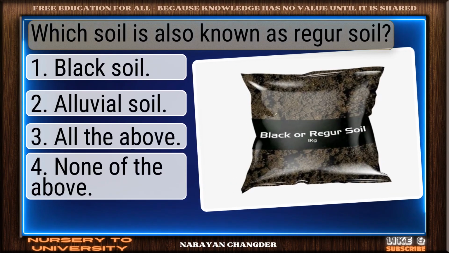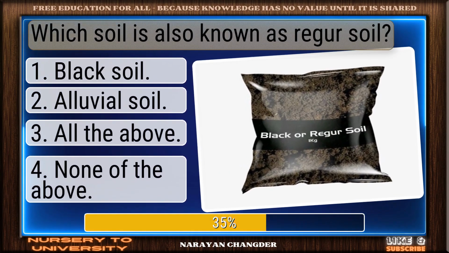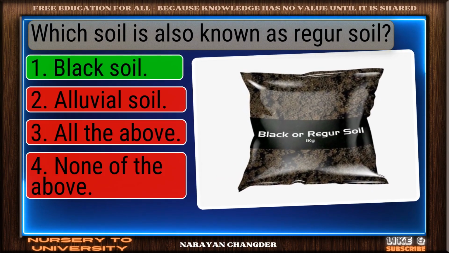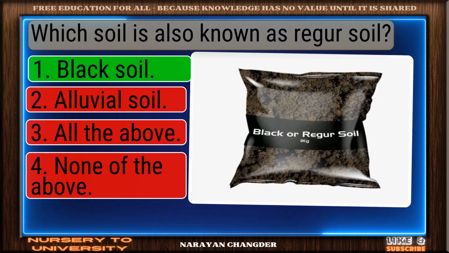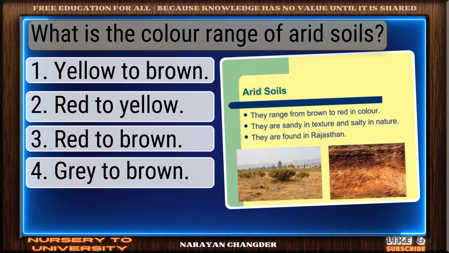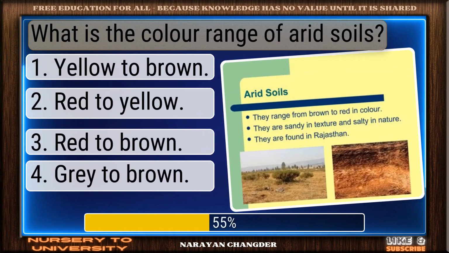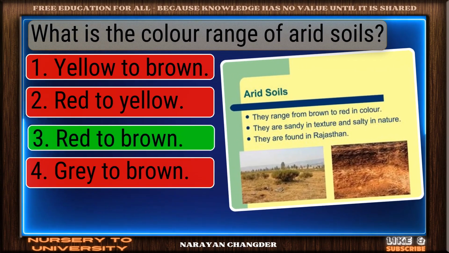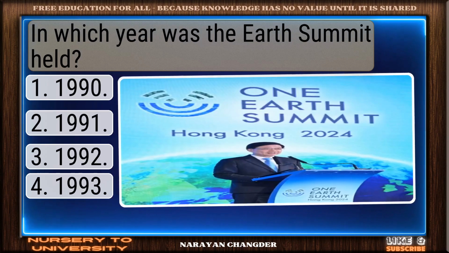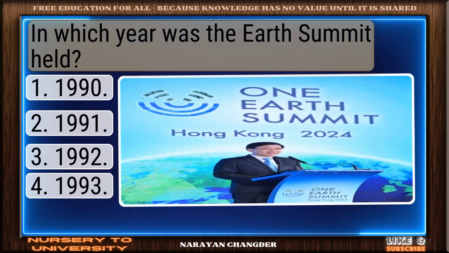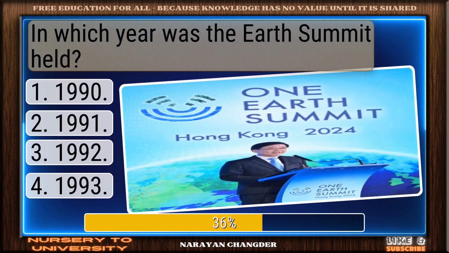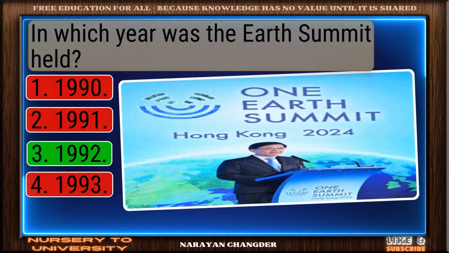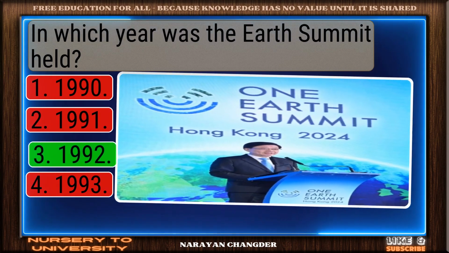Which soil is also known as regur soil? Clear logic. Black soil is sound. What is the color range of arid soils? Great job. Red to brown is accurate. In which year was the Earth Summit held? Excellent. 1992 is well reasoned.